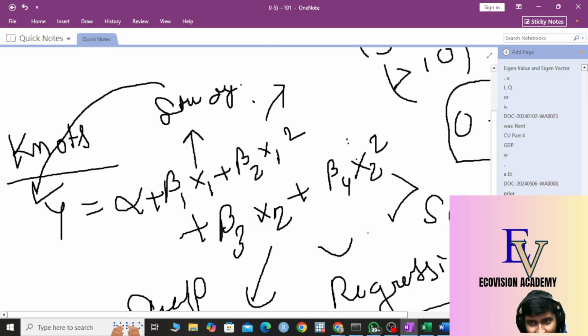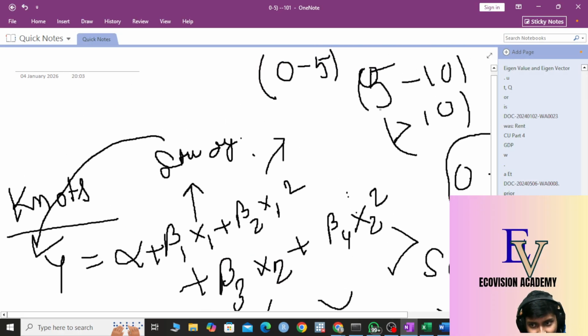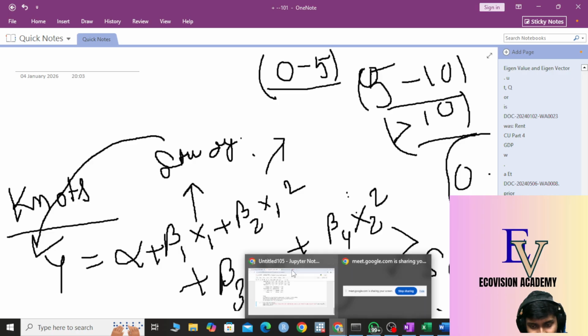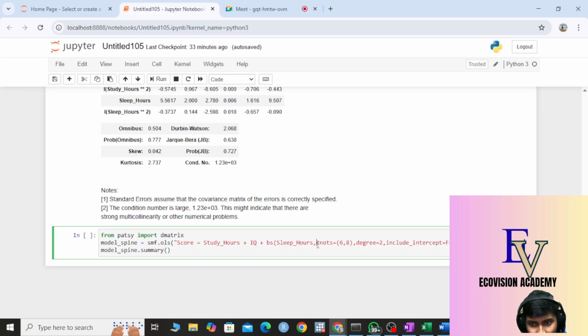I just explained to you previously that Python will categorize. What have I given here? What are the knots? The knots are 6 comma 8. So I am telling Python that those people are sleeping from 6 to 8 hours. I am giving Python an interval. You have to give an interval to Python. If you want, you can give 5 to 10, or 10 to 15 sleeping hours. I am telling Python to check for those people who sleep for 6 to 8 hours.